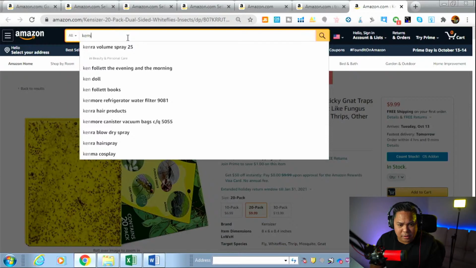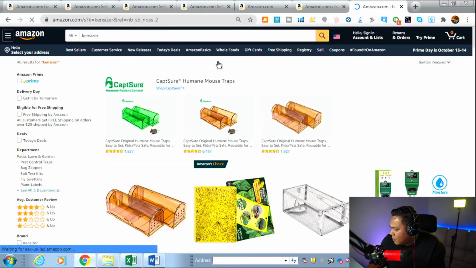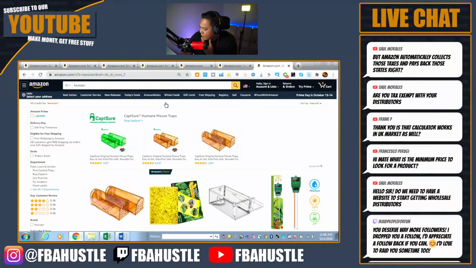Ken Sisser. Saul says, but Amazon automatically collects those taxes and pays back those states, right? Yeah, I think that's a new thing that they're doing. For a while there, they were saying that third-party sellers are supposed to be in charge of collecting taxes and paying, but there was no way for us to do that during tax season. So now I think Amazon does it automatically, yes. But again, tax-wise, I'm not an expert. That's why I hire my own CPA and a financial advisor. So I would get legal advice from an actual CPA that does online sales.